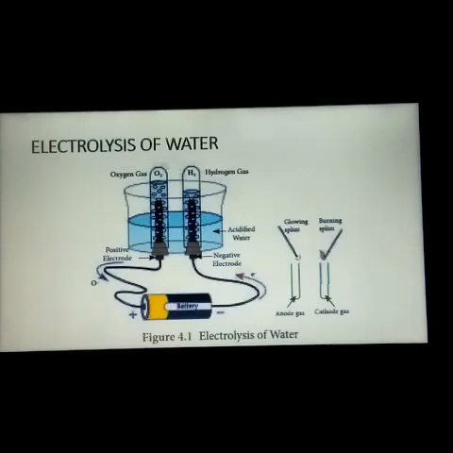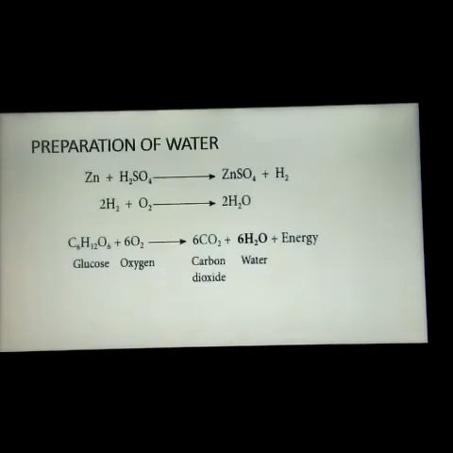gas. And this experiment shows that water is made up of hydrogen and oxygen, and the ratio of hydrogen and oxygen is 2:1. And now let us move into the preparation of water.